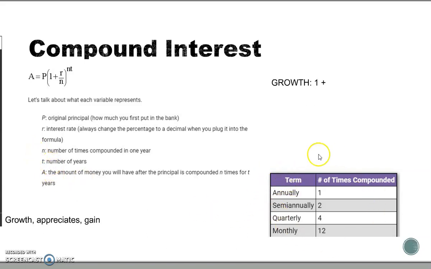And I just put a little chart here. If it says it's compounded annually, that means once a year. Semi-annually, twice a year. Quarterly, 4 times a year. Monthly, there's 12 months in a year. They could say daily. If they said daily, it would be 365 times in a year. Okay, so that's what our N value represents. T is the number of years that it's sitting in the bank. And A is how much money you will have when it is all done and you take the money out. Note here, growth, appreciate, gain. These are all terms that would tell you that is a growth function.